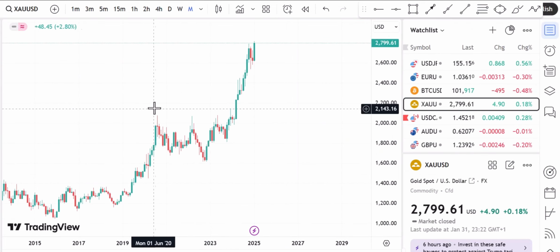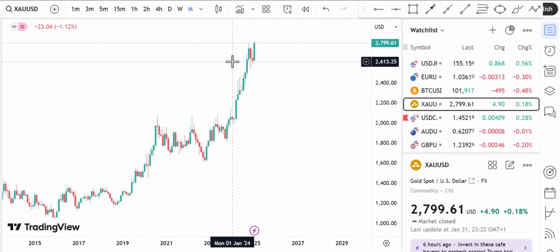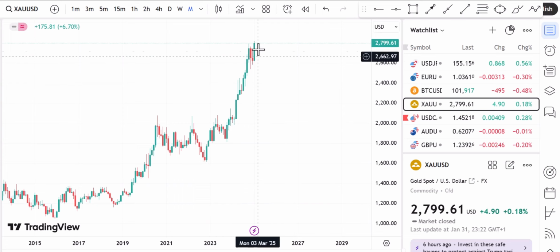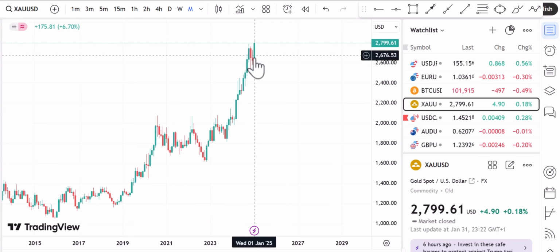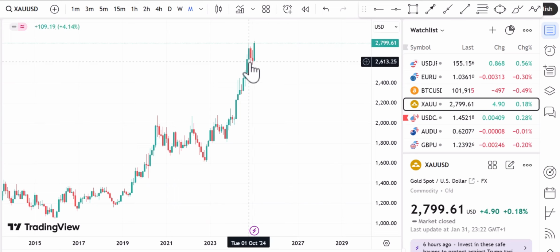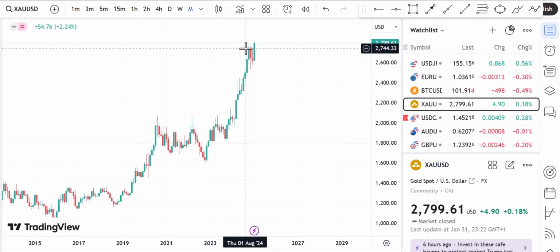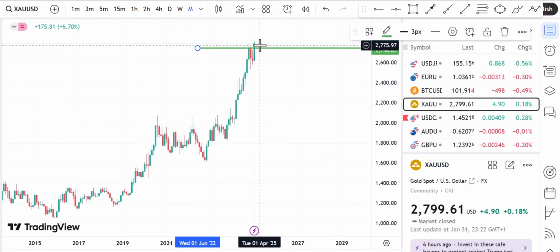Let's look at gold. We'll start from the monthly time frame as well. We can see the month of January was able to close above that of November and December, telling us that gold might go bullish on the monthly time frame.